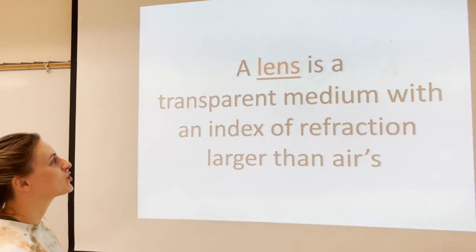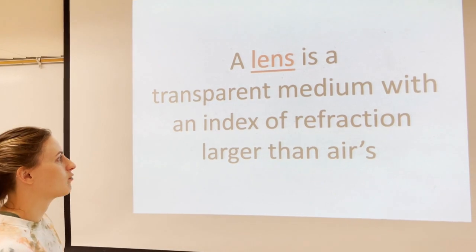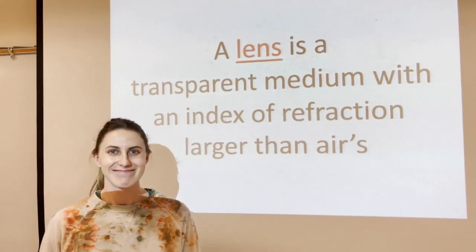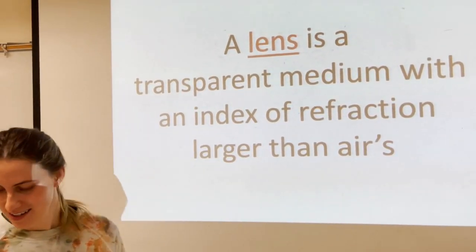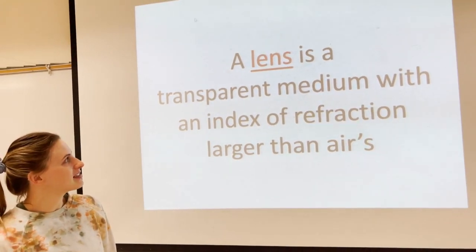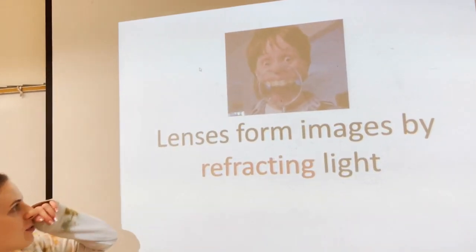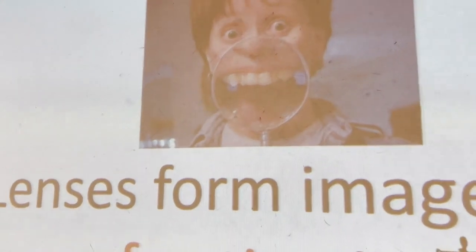A lens is a transparent medium with an index of refraction larger than air's. Let it soak in. That makes sense. Yeah, remember when we were playing with this stuff? Yeah, because it bends light, right? Okay. Yeah. Lenses form images by refracting light.